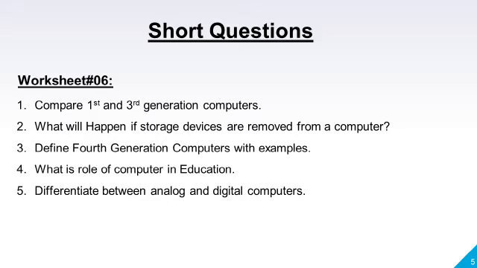After that we have our next short question, differentiate between analog and digital computers. We have discussed this question in our previous videos. Analog computers represent and process data by measuring quantities such as voltage and current, whereas digital computers work with digits, and everything in a digital computer is represented with the binary digits 0 and 1.